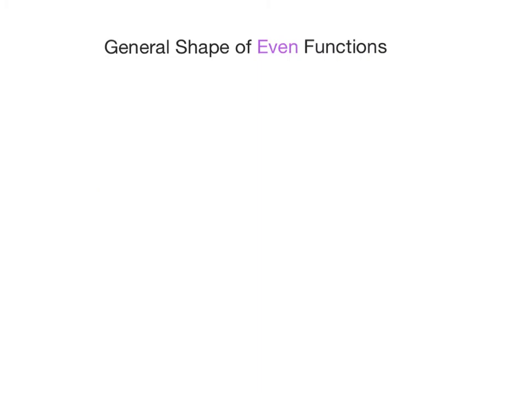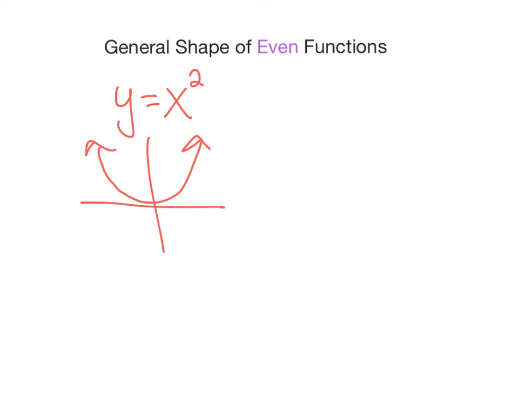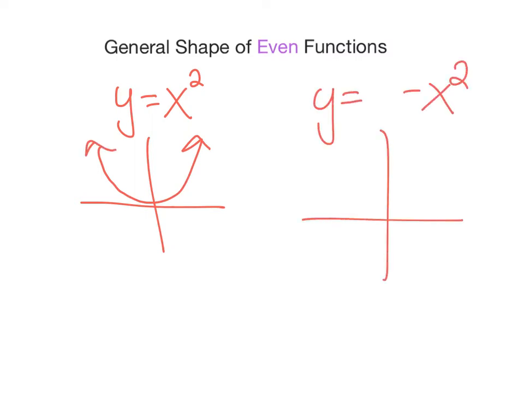So let's talk about the general shape of even functions. Let's start again with one that you know very well, y equals x squared. You know that that is a parabola that looks like this. Whereas if the leading coefficient is negative, it opens upside down. It looks like this.